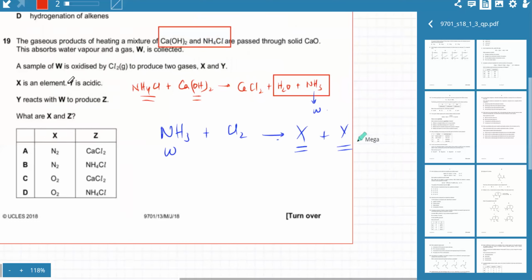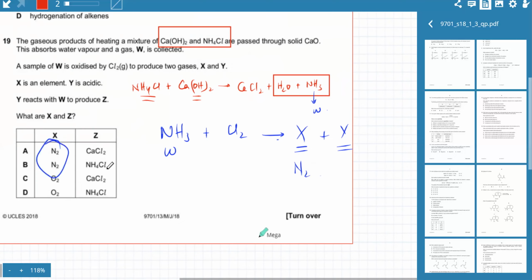X is an element. So which element could it be? You're given two options over here. Look at the options. It's either nitrogen or oxygen. It can't be oxygen because there is no oxygen anywhere. My hunch is it's probably nitrogen. You don't even have oxygen in the first place. So it's either going to be A.